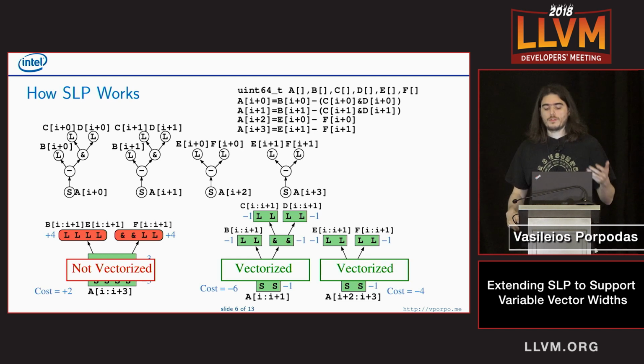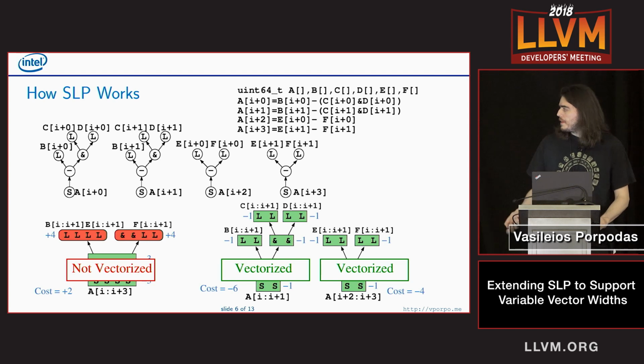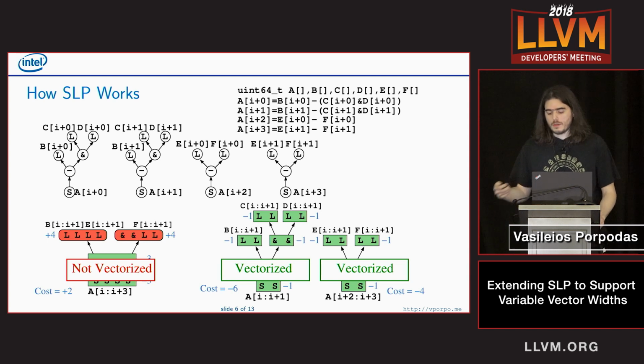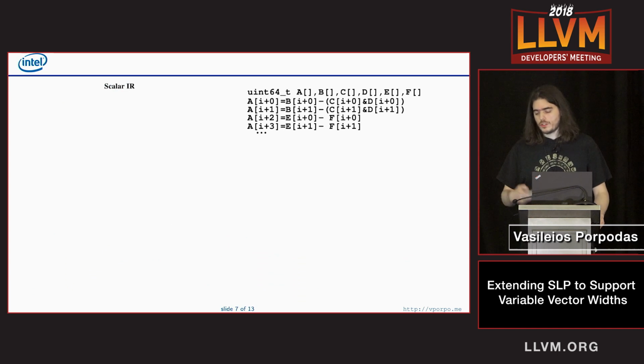And now we have 2 more stores to work with, so still at a vector factor of 2. And we basically do exactly the same process. So we build the SLP graph, we run the cost model, and we check. And SLP tells us, yes, go ahead and vectorize it.